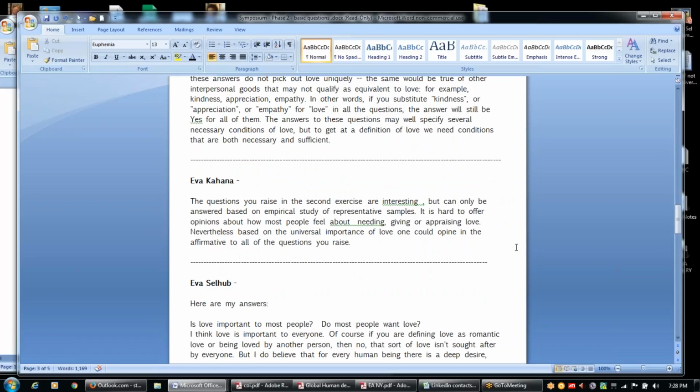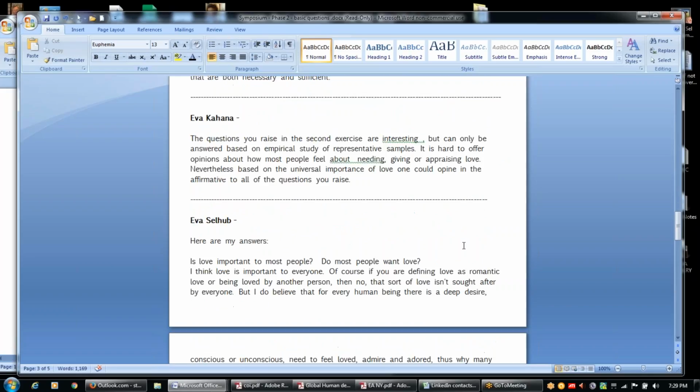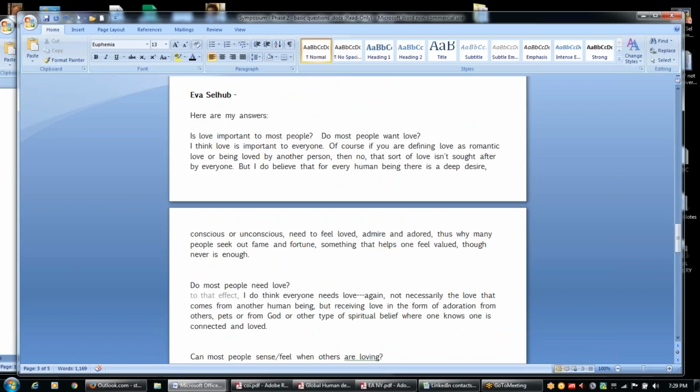Ava: The question raised, second exercise, is interesting but can only be answered based on empirical study. So that's one reason that we want to see if we can come up with a unified voice so that we can get research money and then take a look at some of the things we're talking about. It is hard to offer opinions about how most people feel about needing, giving, or appraising love. Nevertheless, based on the universal importance of love, one could opine in the affirmative to all of the questions you raise. Eva Sella wrote lengthier, and she apologized because I don't think she could make it today.